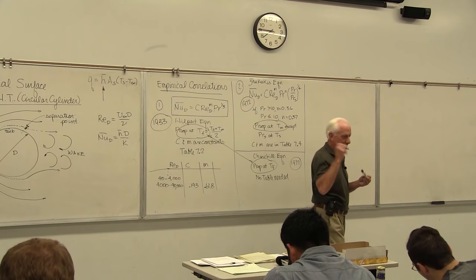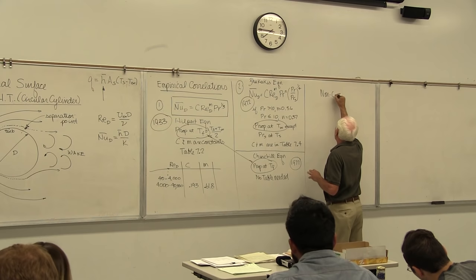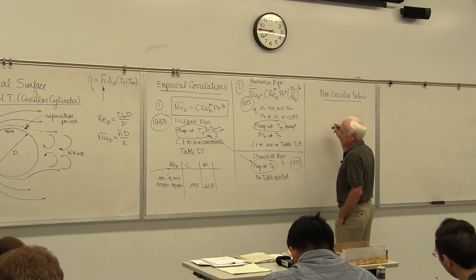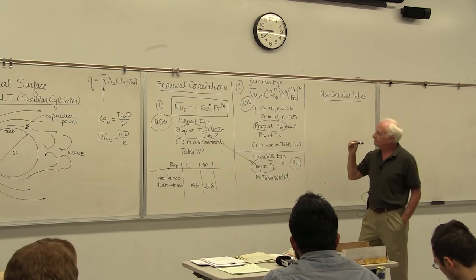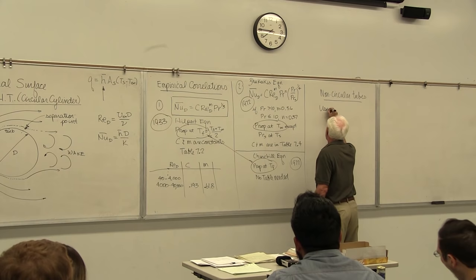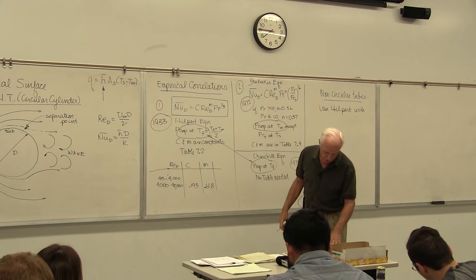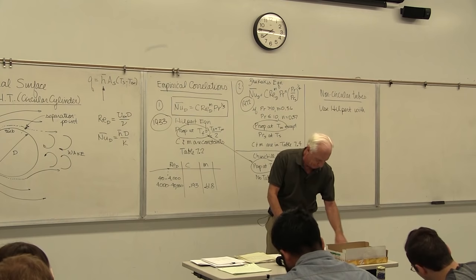Now, all this leads up to how about non-circular tubes and pipes? Well, there are a lot of tubes in the real world that are non-circular. Look at your automotive radiator. They're not round tubes carrying water. Look at them sometime. So to do that, we use Hilpert. Again, these are empirical correlations from experimental programs. We use that with table 7.3.